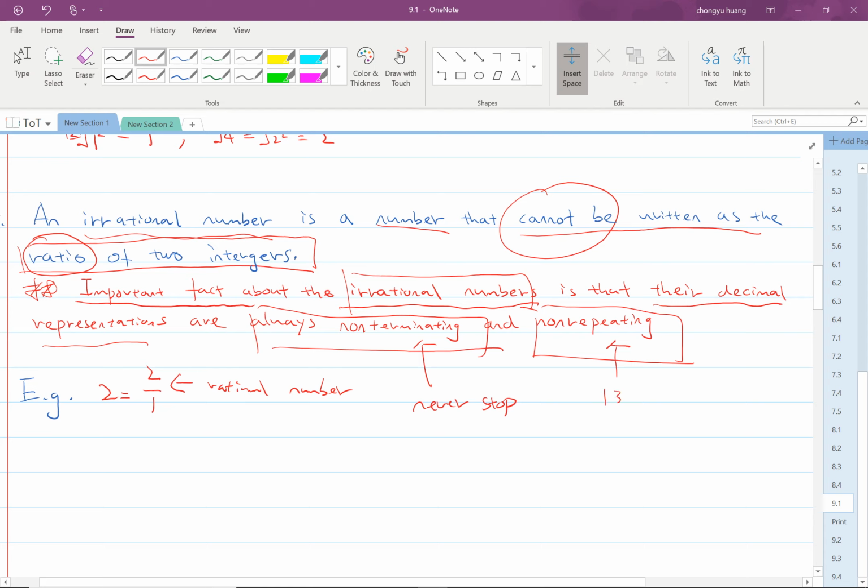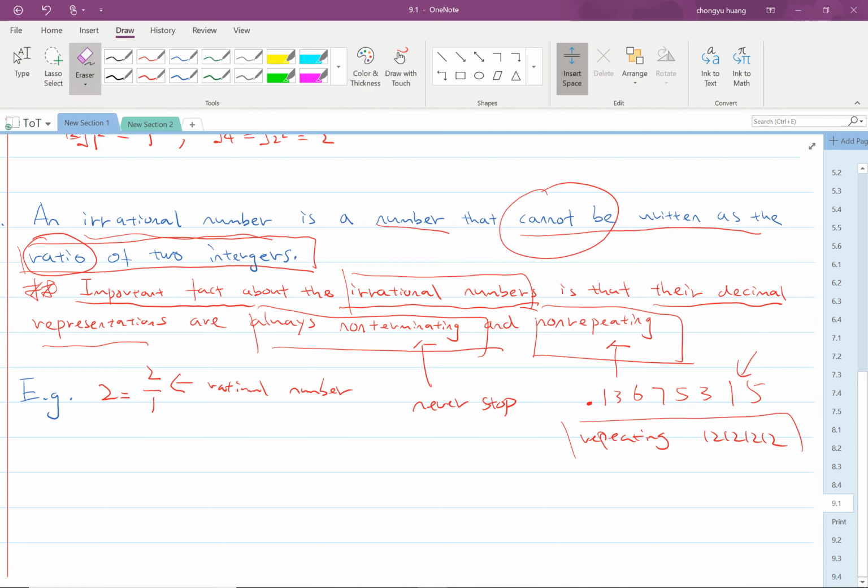1 3 1 3 6, the decimal places are something like 1 2 3 7 7 5 3, and then maybe 1, maybe 5, something like that. This is what we call non-repeating. If it is repeating, then it's something like 1 2 1 2 1 2 1 2. These are two really important features to identify any irrational number.